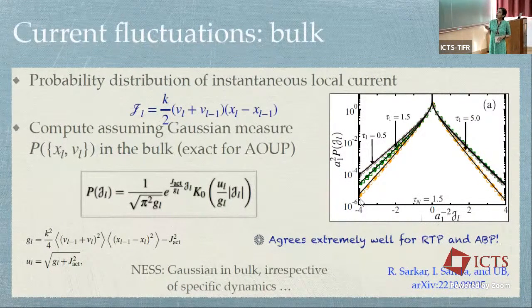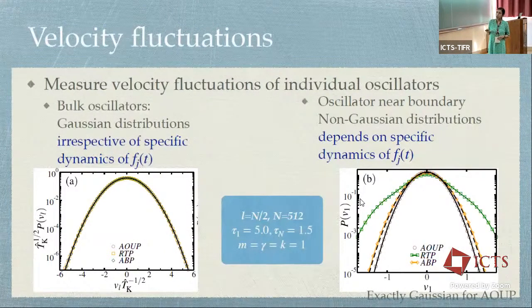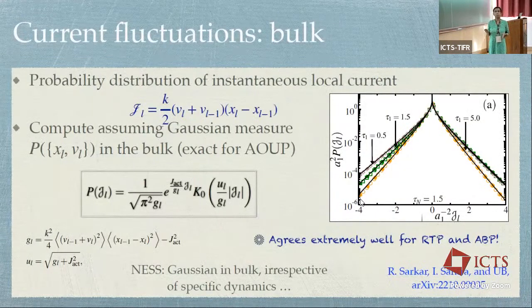Next is when we look at the distribution of the instantaneous local current. So we have the average velocity of the two oscillators. We are looking at the current flowing through the bond between the (L-1)th and Lth oscillator. So this is the definition. And of course, without knowing the stationary state measure, we cannot calculate it exactly. But what we did, drawing inspiration from this plot, is this: if the velocity distribution is really Gaussian in the bulk, we assume that the velocity and position distributions are actually Gaussian, and then we can compute this distribution exactly.